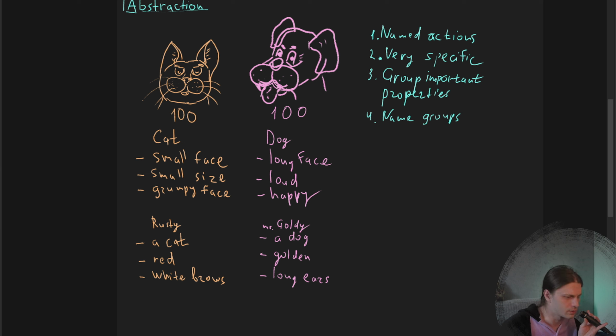And what we did, we learned. So we gave names to our particular animals, for particular instances of our groups.